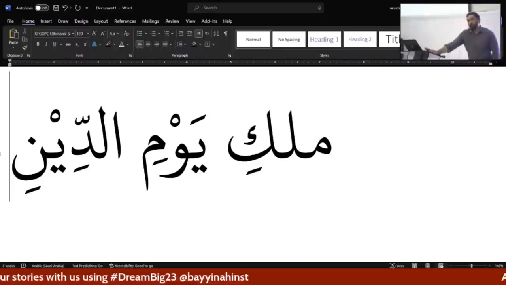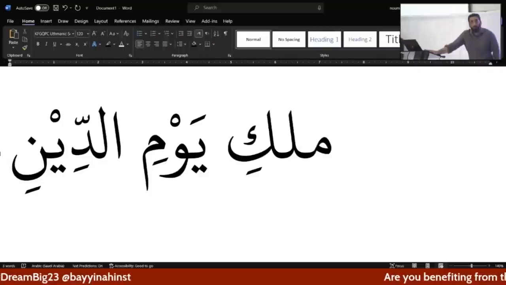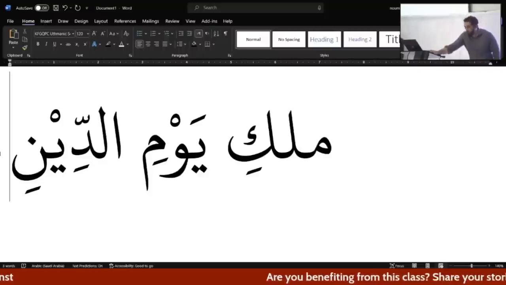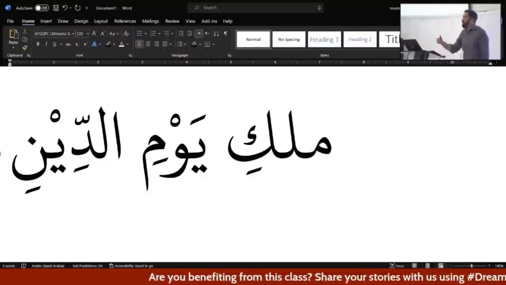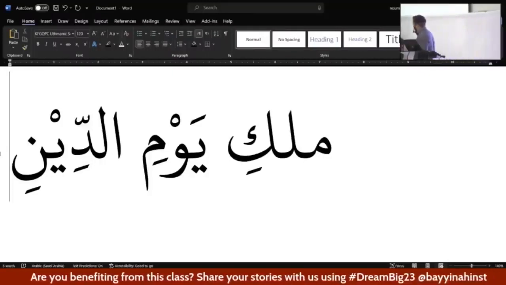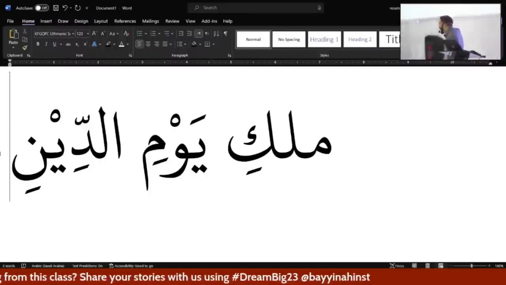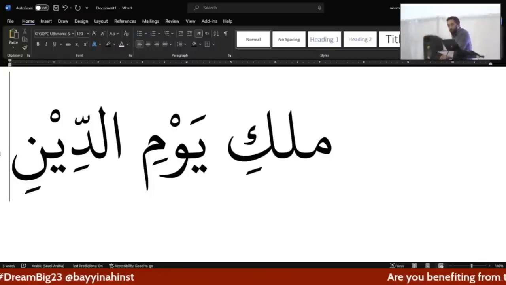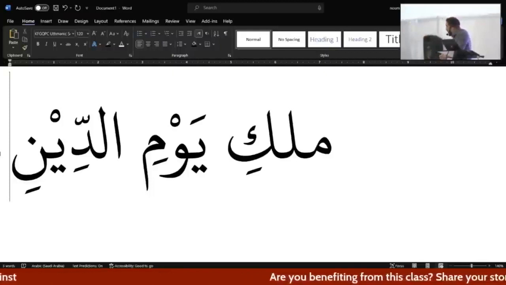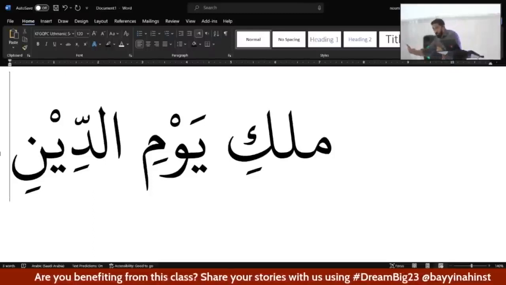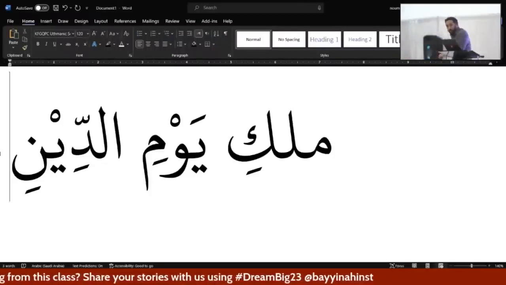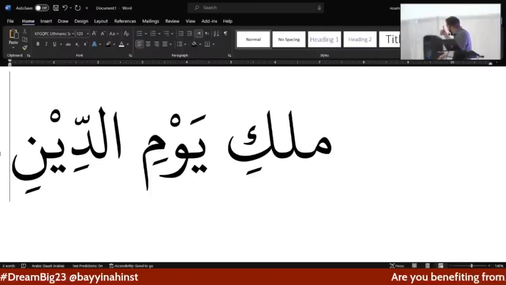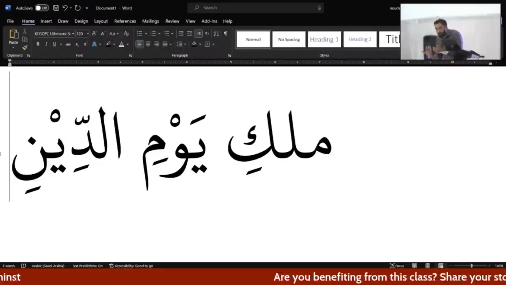But a mudaf is only as good to be called a mudaf if you can justify that it has a mudaf ilayh. Is the next word jar? So Maliki is mudaf and Yawm is what? Mudaf ilayh, because it's jar. But when I look at Yawmi, I notice that Yawmi is also on a diet. Yawmi is light, and Yawmi is also without al. Hey, Yawmi, are you doing two jobs? Are you a mudaf ilayh for Maliki, and at the same time you're also trying to be a mudaf?